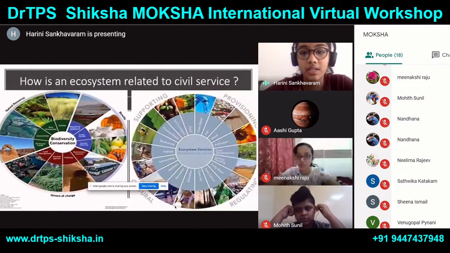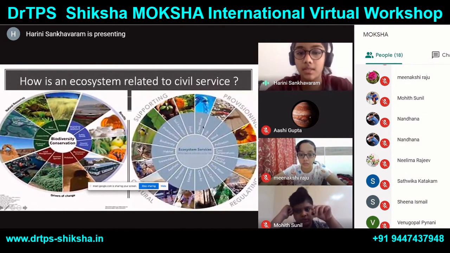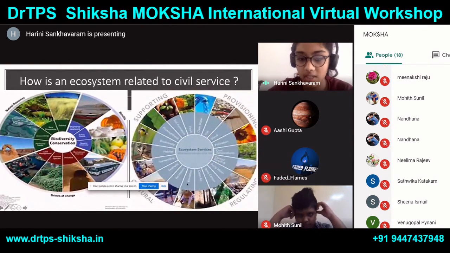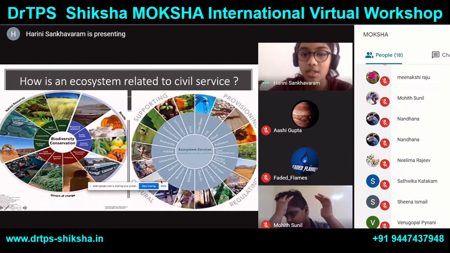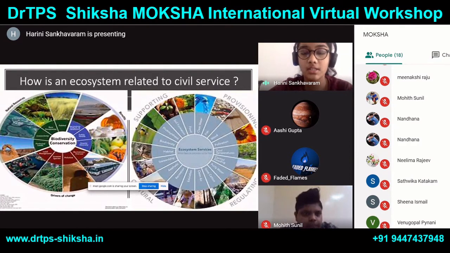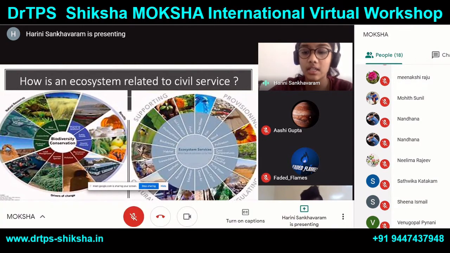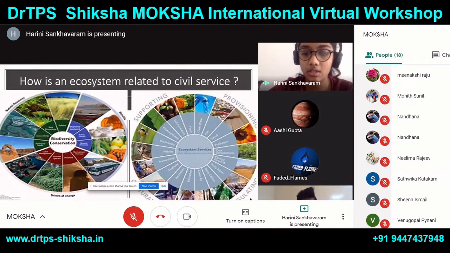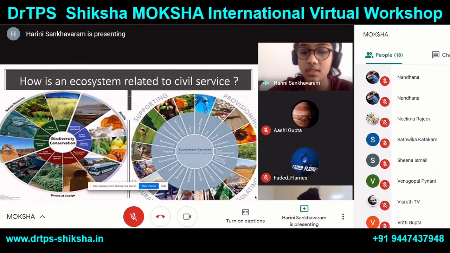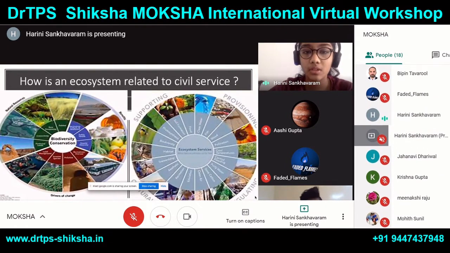How is ecosystem related to civil service? Now here there's a wheel which shows supporting, provisioning, regulating, and cultural. How is this related to civil service? It includes serving the country. For that we need to support by knowing how many natural resources and products are available. Provisioning, we need to know how much is given to the society and how much the society needs. Regulating, by knowing how much natural resources are left and how much we've used, and what is the average amount that has to be used.